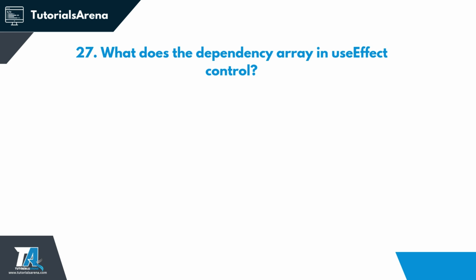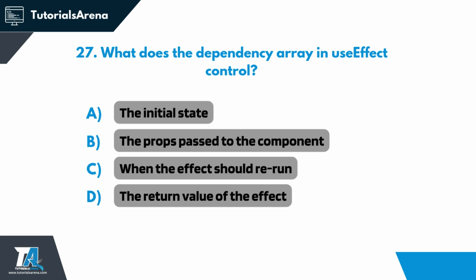Moving on to the next question. Question 27. What does the dependency array in useEffect control? The options are option A, the initial state, option B, the props passed to the component, option C, when the effect should rerun, option D, the return value of the effect. The correct answer is option C, when the effect should rerun.